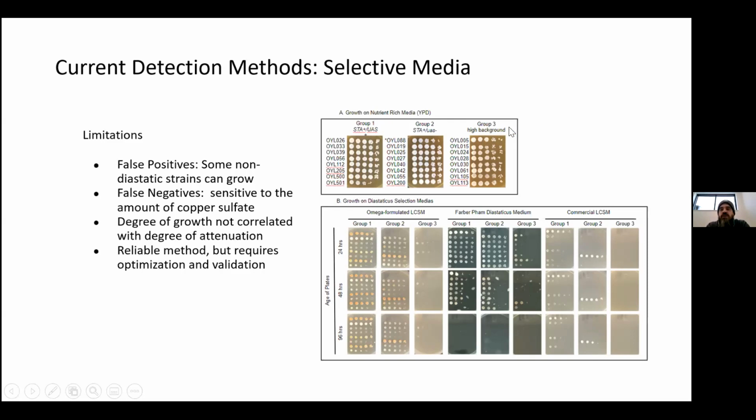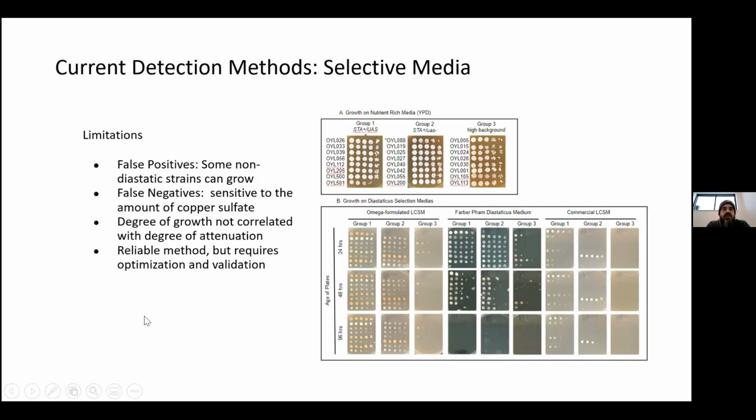And then group 3 are strains that we found regularly showed up on LCSM, but are not diastatic. We call those high background strains, so those are just false positives when we get them on LCSM. This goes back to what I told you at the very beginning: growth on LCSM is based on copper resistance, and copper resistance isn't necessarily equated to diastatic activity. It's just a strange correlation that most diastatic yeast happen to also be copper resistant. That doesn't mean you can't be copper resistant and not diastatic. These high background strains are those type of strains. They're not diastatic, but somewhat copper resistant.